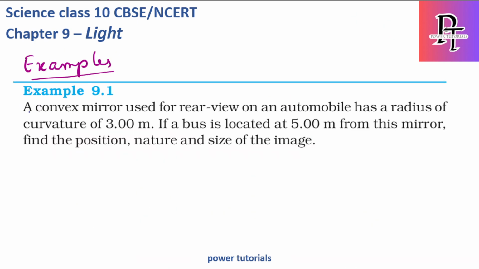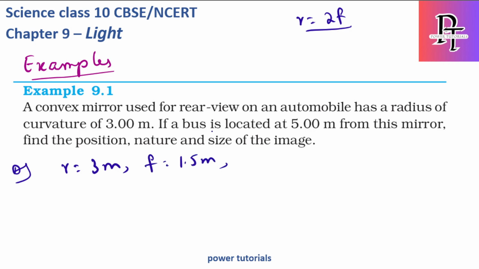Okay, let's start. The first example question, which is 9.1. A convex mirror used for a rear view on mobile has a radius of curvature. They have provided the R value, not the F value, which is 3 meters. So we know R is equal to 2F, twice the focal length. So F will be how much? Just 3 by 2, which is 1.5.